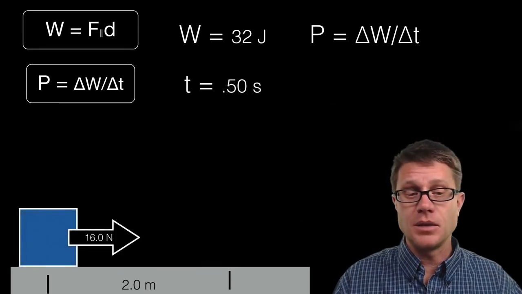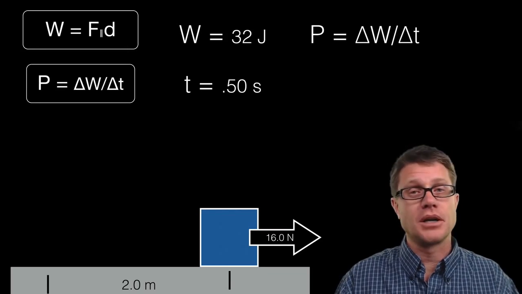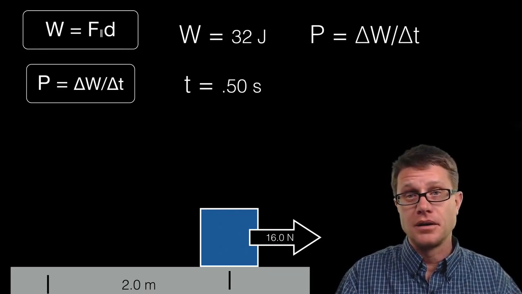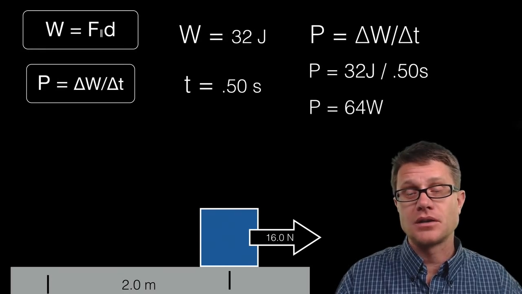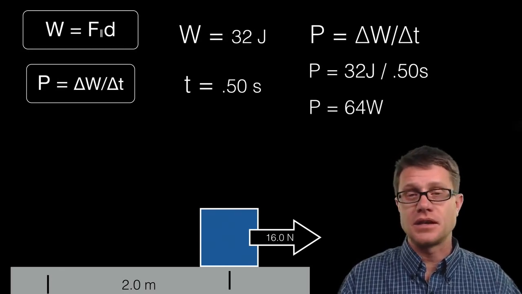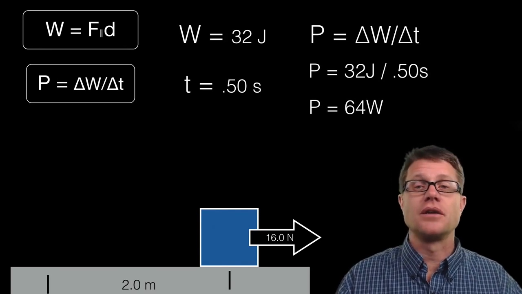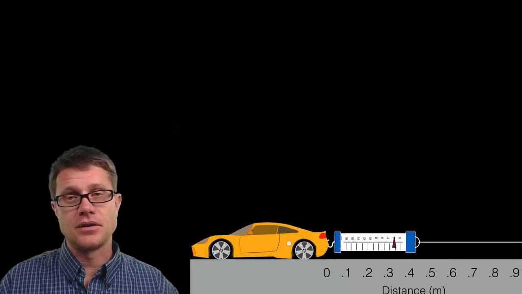Let's say I do the same exact thing, but this time I'm moving it more quickly. It's 0.5 seconds, and we're going to have more power or less power. Well, I'm going to have more power to do that. Since I'm dividing by a smaller number, it's going to be 64 watts. And so when you're looking at a light bulb that's a 60-watt light bulb, it's a measure of the power, how much work it could do in a given period of time. And it's named after James Watt.